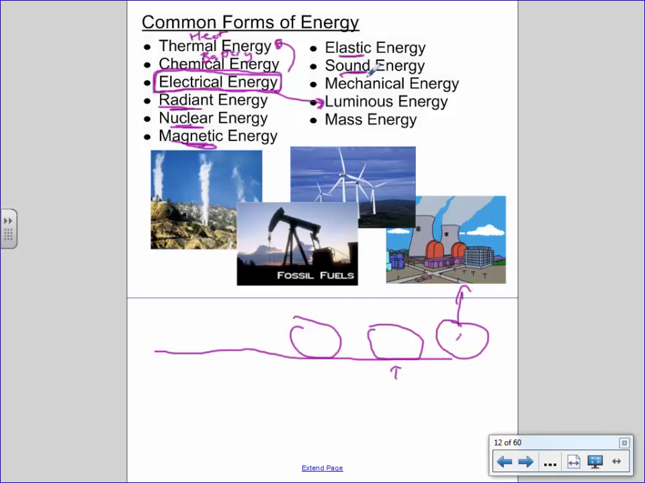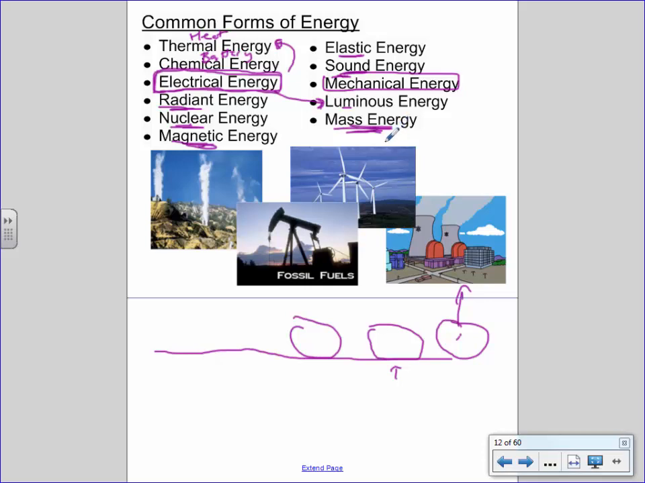Sound, I hope that makes sense on its own. Mechanical energy is actually an overall term we use to describe all of the energy in a system. So mechanical energy is often used to describe all of these. Luminous is light. This last one here is well beyond what we'll do in grade 9, but I want to be thorough. I want to explain to you where we're going at one point.